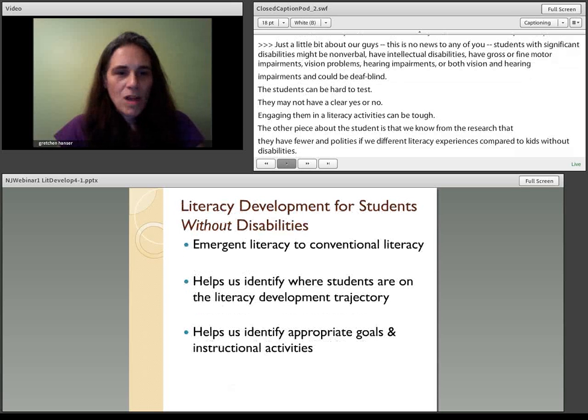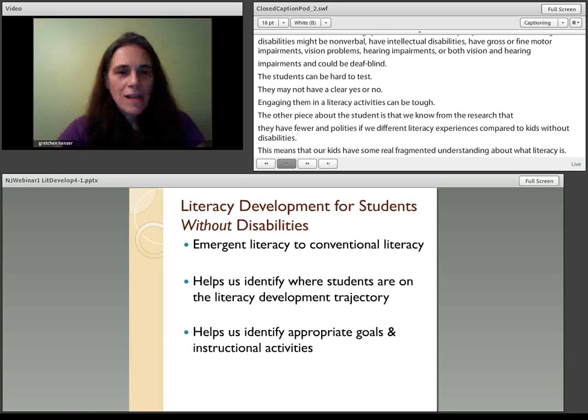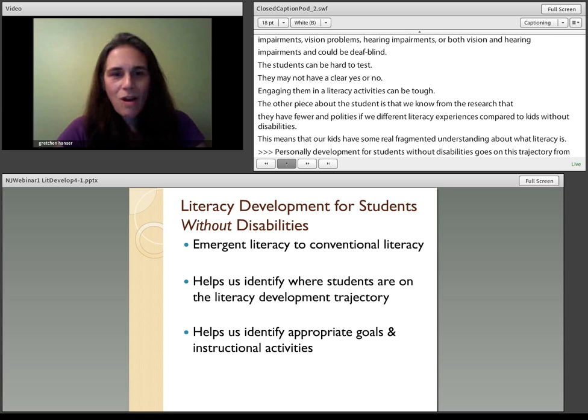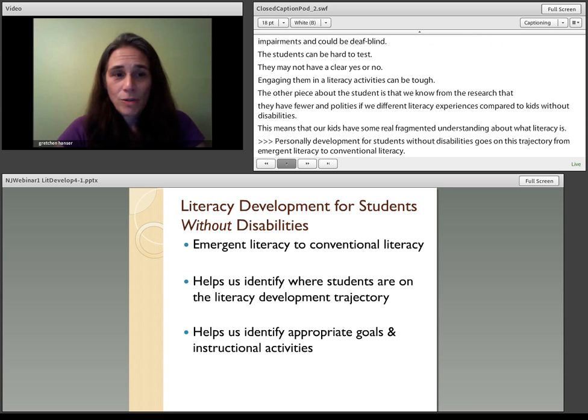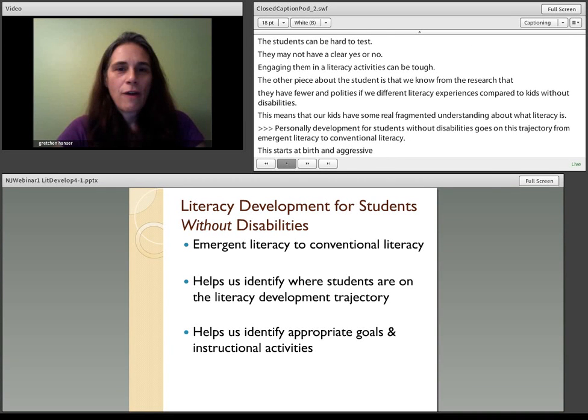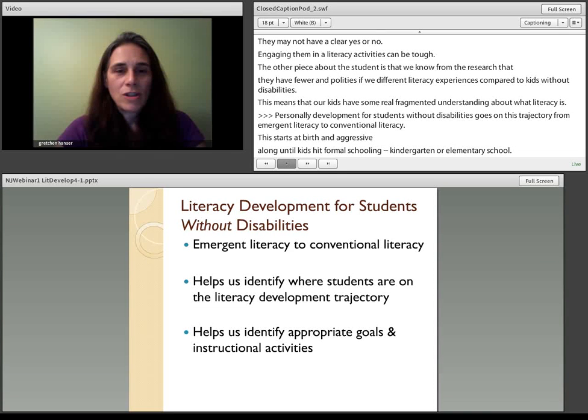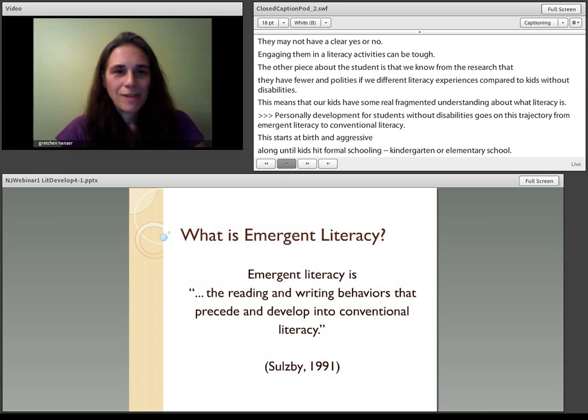So literacy development for students without disabilities goes on this trajectory from emergent literacy to conventional literacy. And basically that starts at birth and progresses along till kids hit formal schooling, like perhaps kindergarten or elementary school. We need to understand this trajectory so we can figure out where our students are on it, so that we can choose the most appropriate instruction for them. So let's look at this trajectory a little more closely.